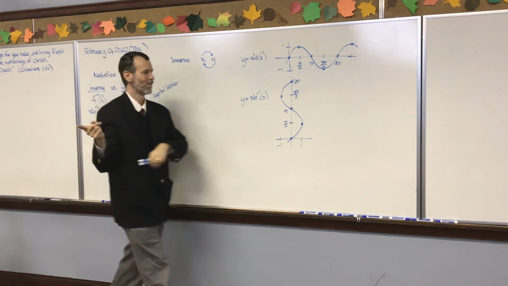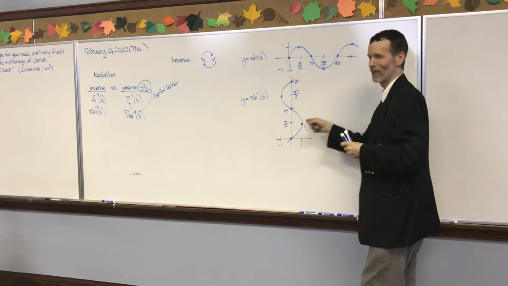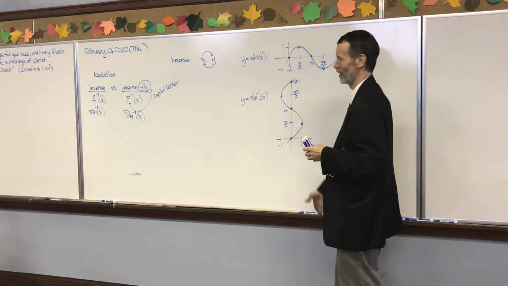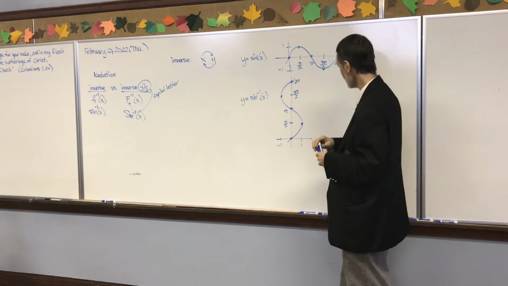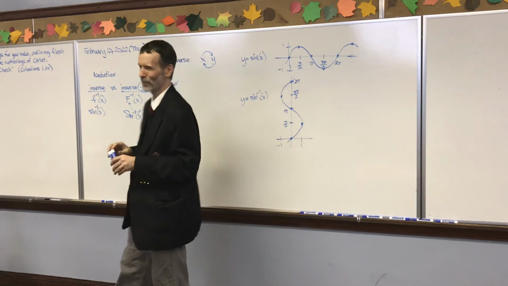No. Why do you say no? It does not pass the vertical line test. Correct. This fails the vertical line test miserably. It hits an infinite number of times, which is pathetic. Is there a way we could have known that ahead of time? That the inverse was going to flop?